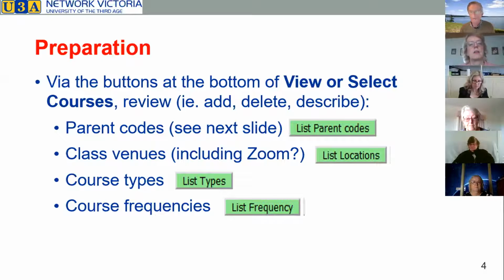Class venues via list locations, and that might include now Zoom or online or whatever. In fact, you might have more than one Zoom license, so you might distinguish between those as you would distinguish between venues. Course types, and again with Zoom being widely used, you might decide to include that as a course type. And frequencies. A lot of those won't change from year to year, but some of them might, and it's a good idea to check them just to see if there are any there that you're not using or any more that you do need.